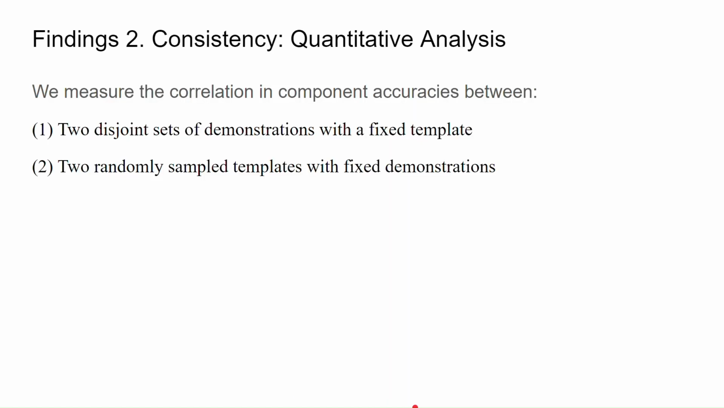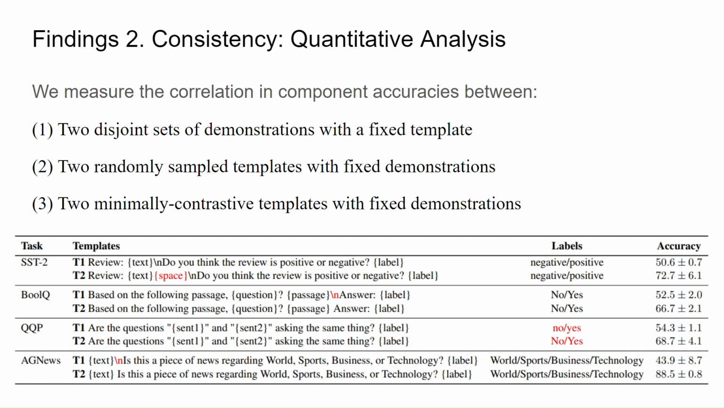Here is the quantitative analysis of consistency under different settings. The first setting is that we sample two sets of demonstrations with a fixed template and measure the correlation in their component accuracy. The second setting is that we fix the demonstrations and sample two templates from PromptSource and then measure the correlation. In the third setting, we also fix the demonstrations and change the templates.